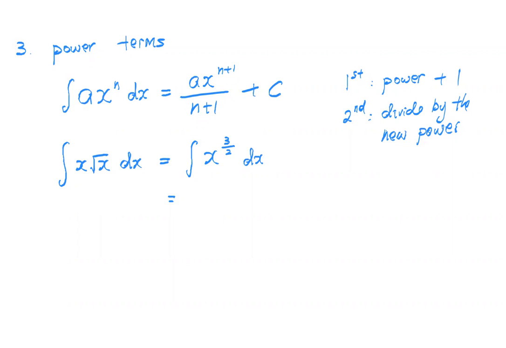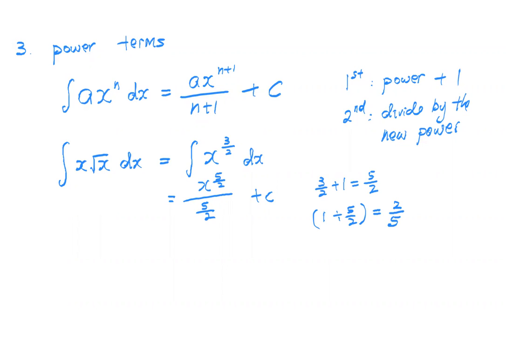So power plus 1, you can take out your graphic calculator, you plus. That will give you 5 over 2. Understand? So I will say power plus 1, divide by the new power, plus c. If you don't know how to simplify, you get your graphic calculator, divide by 5 over 2, then you change it to fraction. That will be 2 over 5. Let the calculator handle all this.